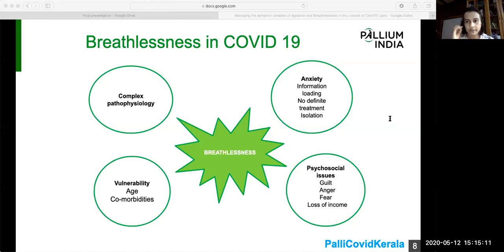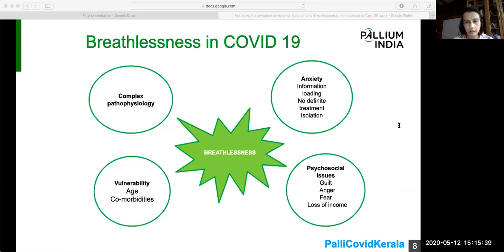On top of that, the patients will be managed in the isolation ward. That will add to the anxiety, and breathlessness and not being able to catch breath is quite intensely linked with anxiety. So there are other reasons for the anxiety of the patients to get worse. Then there'll be other psychosocial reasons like guilt, fear, and the loss of income, because most of us, as we all know, are in lockdown now.